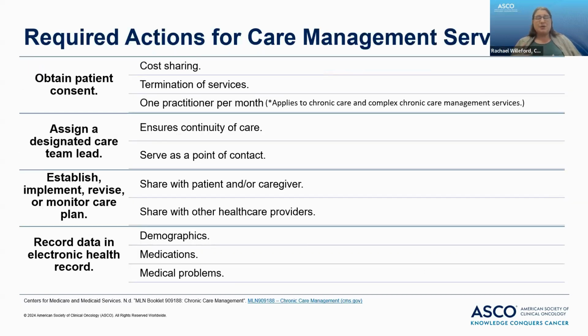So CMS has also provided similar actions that are expected out of a practice. So patient consent is absolutely required. That includes cost sharing, the ability to terminate services, the fact that only one practitioner per month can report the chronic care management and complex chronic care management services. A designated care team lead should be assigned. That's going to ensure continuity of care and also act as a point of contact for that patient. The care plan should be established, implemented, revised, and monitored. This isn't just something that gets put into place one time. It's continuously looked at and reviewed and updated. And then the data should be recorded in the electronic health record.